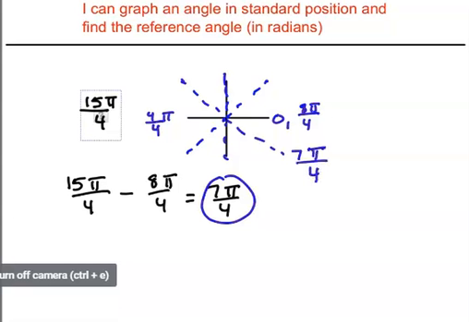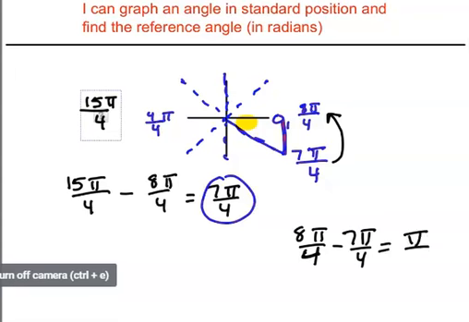And my reference angle, I'm going to go up to the x-axis. So that's my triangle. I want to know how far it is from 7/4 to 8/4. It should be 8 minus 7, which is 1/4. So that is the reference angle. The reference angle in radians is pi over 4 radians. That's the same as 45 degrees. Okay, that is all for this lesson.